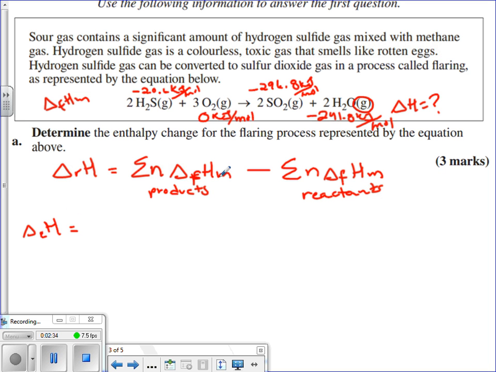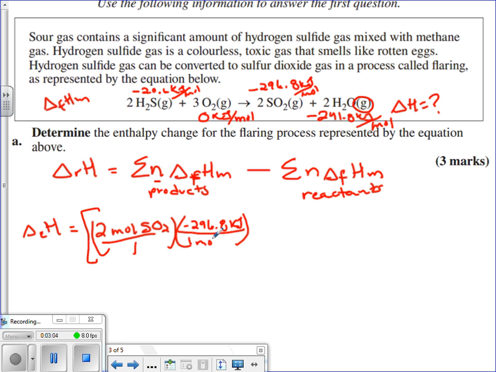of all of the products. And I'm going to put these in a large set of square brackets so that I don't mix it up. We need to take moles times molar heat of formation. So SO2, there's 2 moles of it. And I'm going to multiply this by the molar enthalpy of formation, which is negative 296.8 kilojoules per 1 mole of SO2. Moles of SO2 cancel, leaving me with just kilojoules.